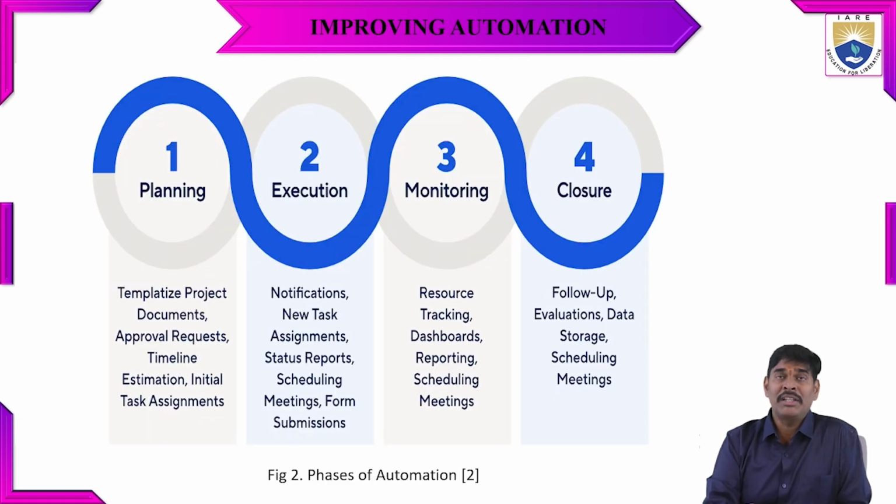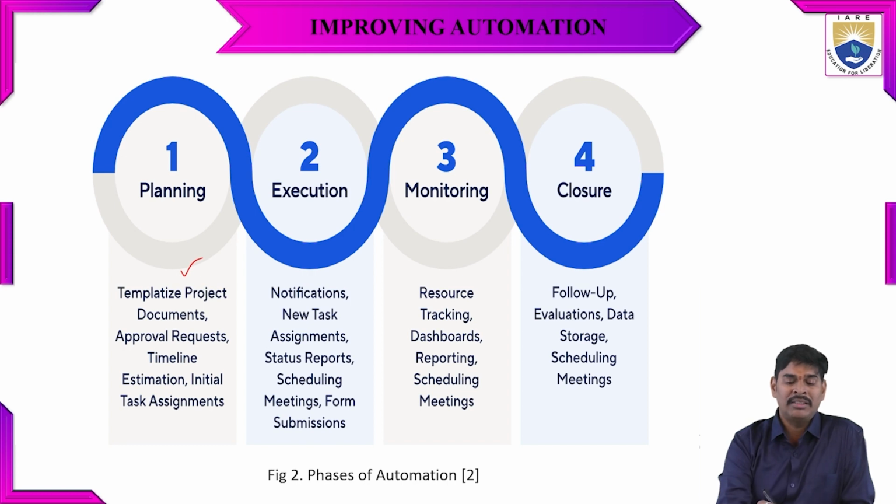And next one is we have the different types of phases for improving the automation. The first phase is planning. So the project manager must have detailed planning of how these template projects will be run, and they need to maintain the documents, and approval will be required from the senior management, and timeline estimations, the duration of the project, and initial task assignments have to be done for the different team members. So this comes under the planning.